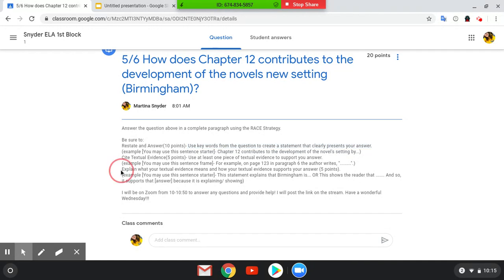And then your explain step. This is where most people get a little tripped up or just skip it. You can't just leave that quote hanging. You have to tell me why you used it. So you need to explain what your textual evidence means and how your textual evidence supports your answer. You may use this sentence starter, and I gave you 2. You could say this statement explains that Birmingham is, and then tell me what the author has showed you about Birmingham in that quote that supports your answer. Or this shows the reader that, and tell us what it's showing you as a reader.